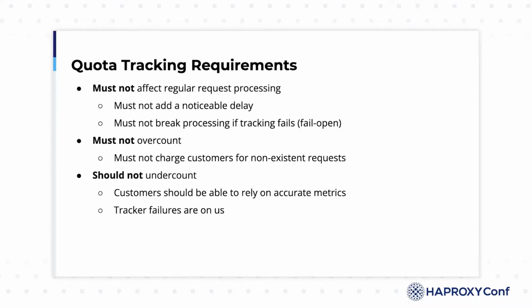Further, the tracking must not overcount the number of requests. It is simple. It is not fair for the customer to charge them for requests they did not use because we made a mistake. Undercounting, on the other hand, is allowed and it is unavoidable because of the first requirement. However, it should not significantly undercount requests if the system is working well. Customers should be able to rely on accurate usage metrics to be able to plan ahead.